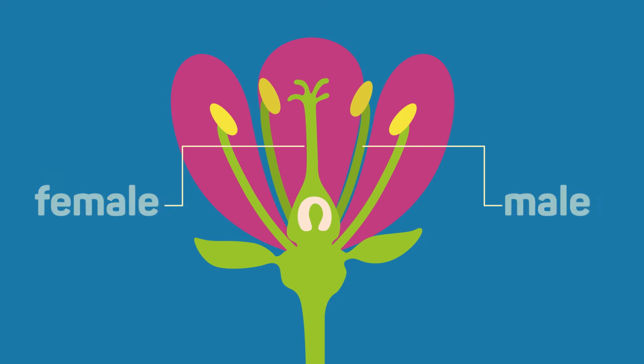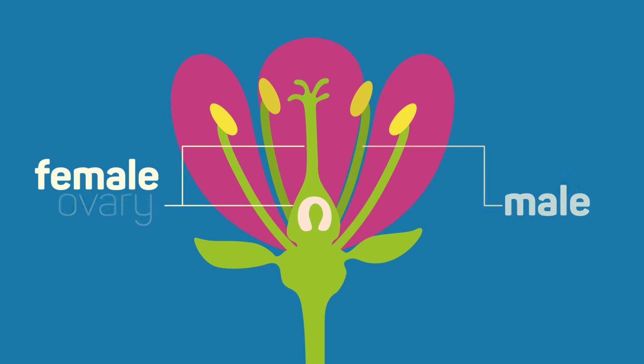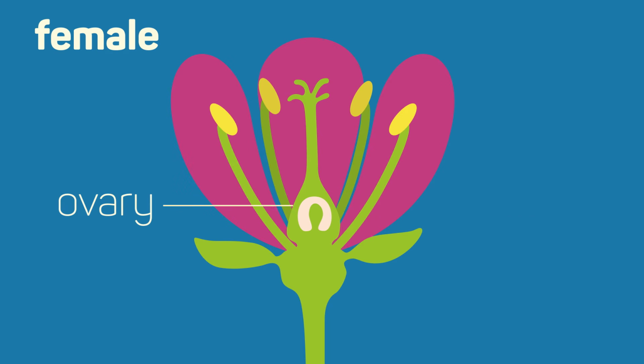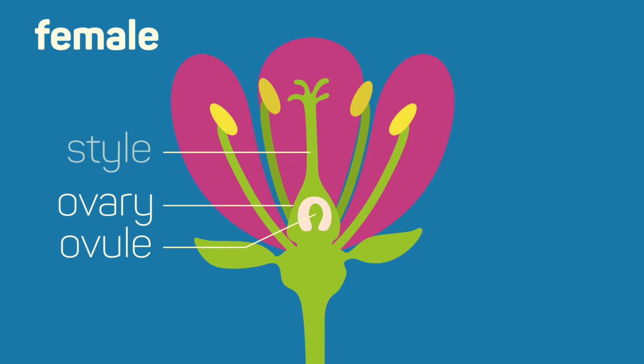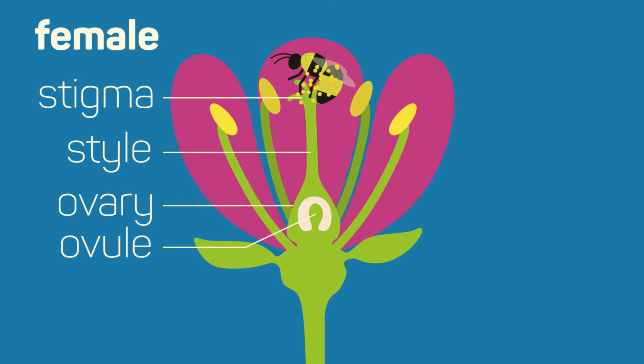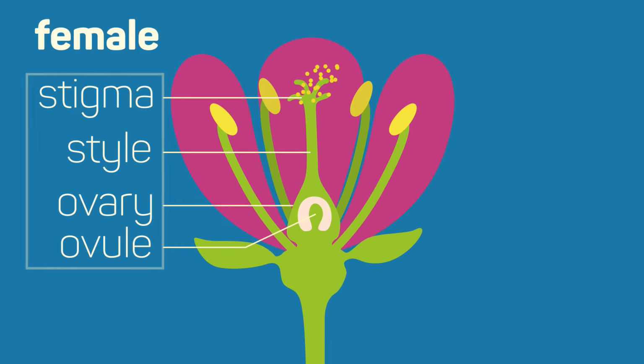Flowers have both male and female parts. The ovary develops into the fruit if the plant is pollinated. Inside the ovary are ovules which become seeds. The style connects the ovary to the stigma. The stigma usually has a sticky substance so the pollen a pollinator is carrying gets deposited there. The female parts of the plant together are called the pistil.